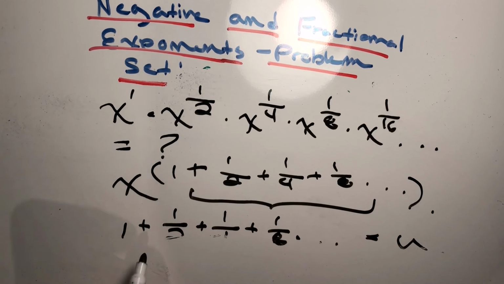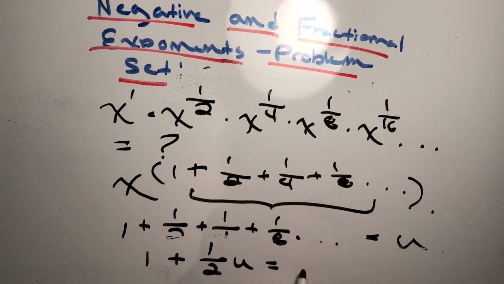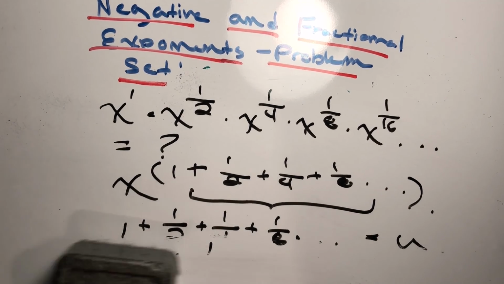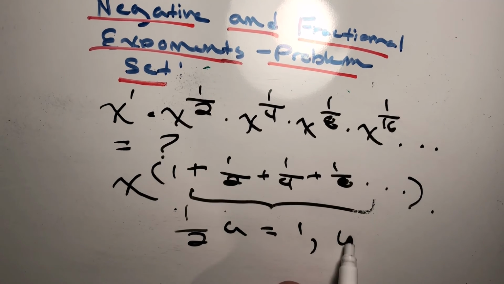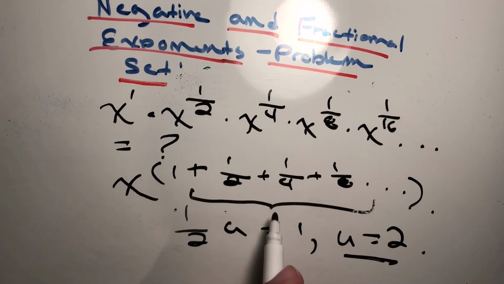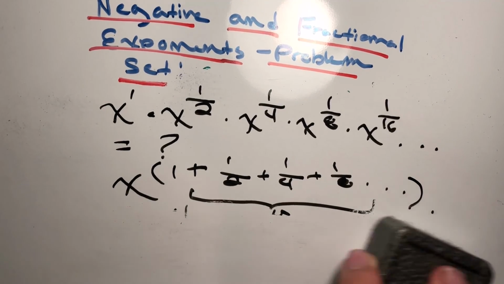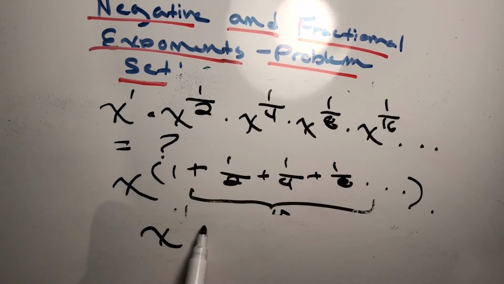We can say, okay, 1 plus 1/2 u is equal to u. And now we can subtract 1/2 u from both sides. We'll get 1/2 u is equal to 1. That means that u is equal to 2. And remember, u is this whole thing, which means, since u is equal to 2, that all we have here is x squared.